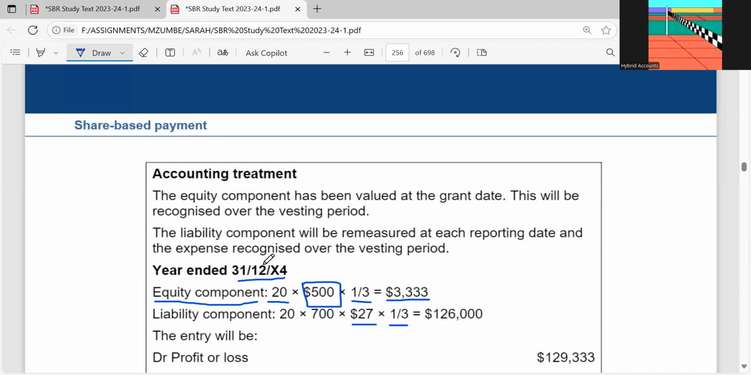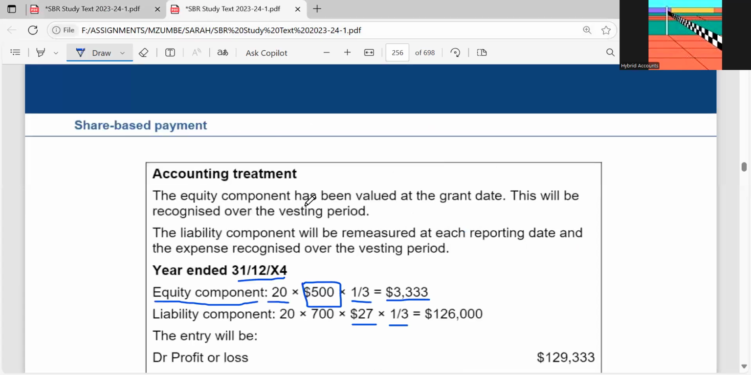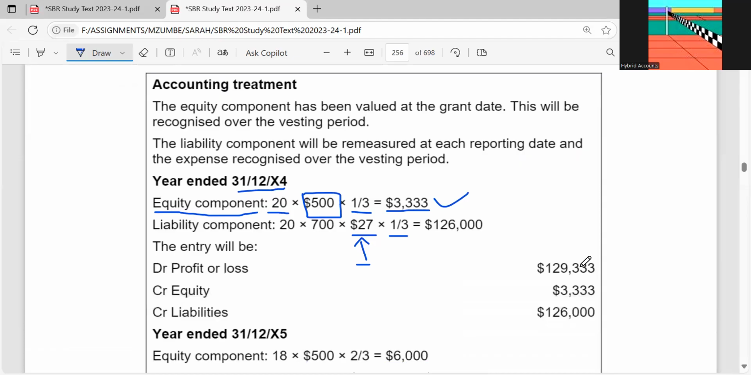Because we usually say the number of employees times the rights per employee. How many employees? 20 employees. How many rights per employee? 700, right? So that's why I would say 20 times 700 times 27 times 1 over 3. Remember, for the liability component, we base on cash settled. And for cash settled, we usually multiply by the fair values at the end of each period, not at the grant date, right? So you do this, and you'd say this is the equity component, and then you would also have the liability component.